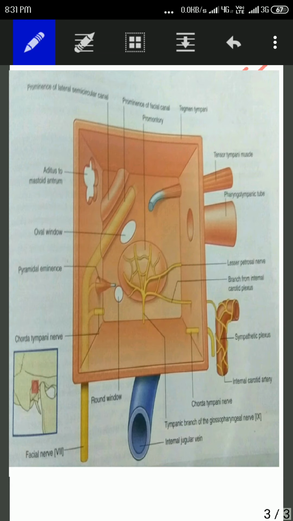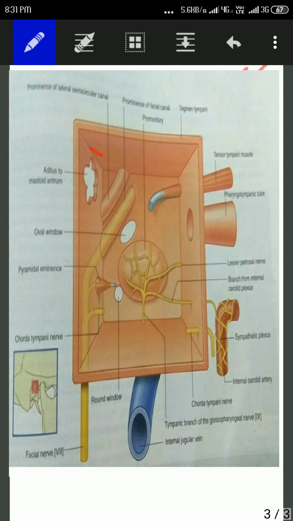The anterior wall of the middle ear, as I have already told you, a muscle, tensor tympani muscle, is going to enter, and this tensor tympani muscle is going to attach itself to the handle of malleus. Here we can see the Eustachian tube. The Eustachian tube, as I already told you, is going to connect the middle ear with the nasopharynx.